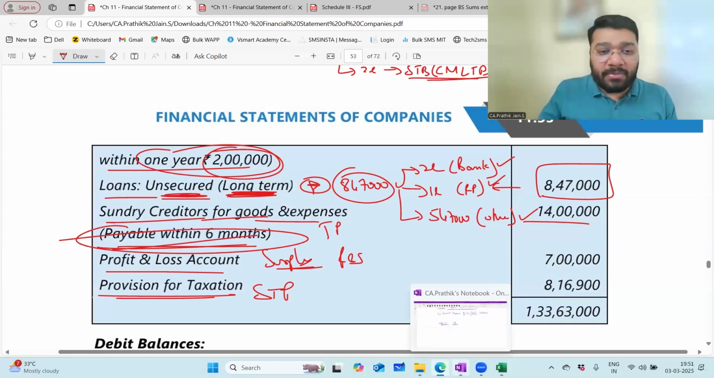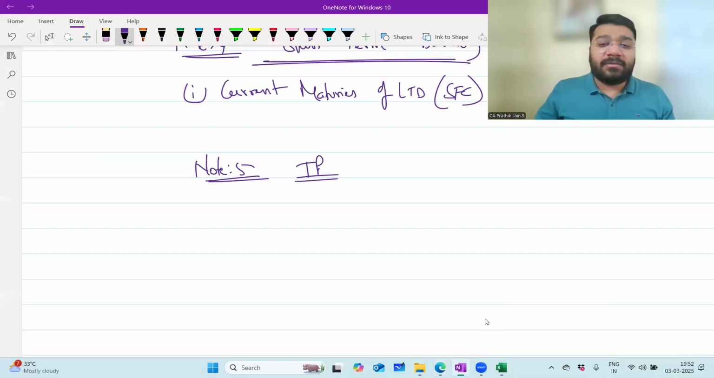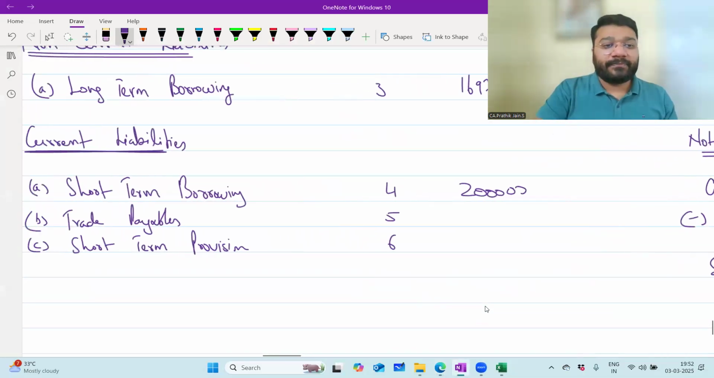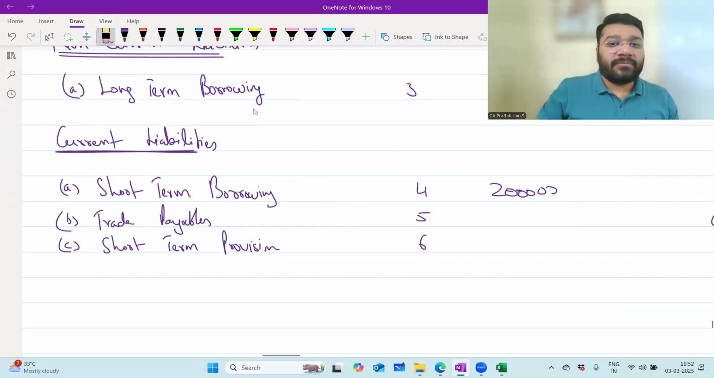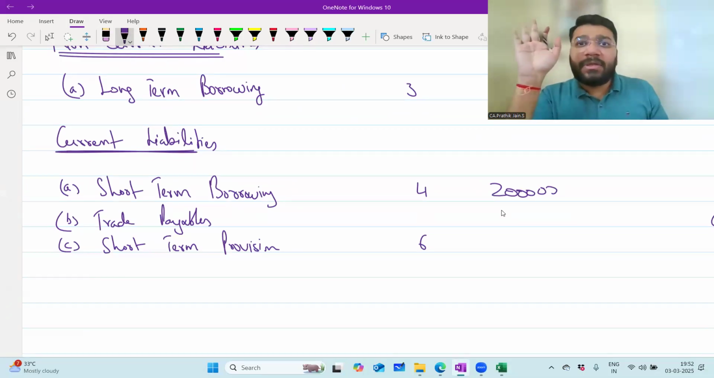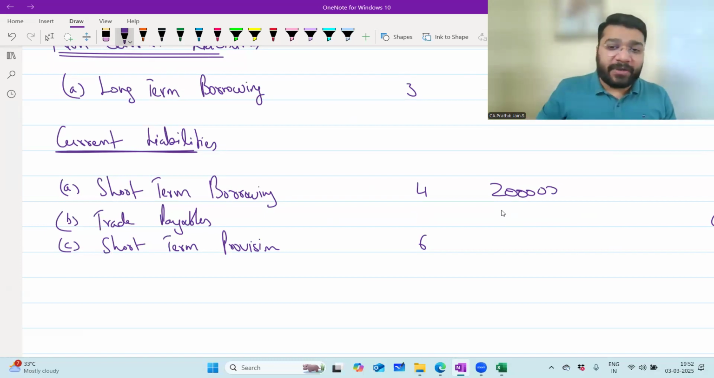Directly you can record this amount. How much is it? 14 lakh. Note 5 will not come in this case. Not even for that payable, it is not required. If you want, you can write it. Nothing wrong. In real life, you will give notes for everything. But in the exam, you have to see where to cut short, because you have to save time and complete the question within the given time frame.